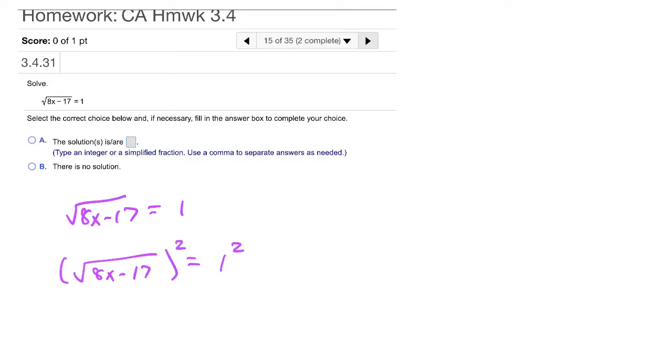I square both sides. And so over on the left-hand side, the square cancels out that square root, so I'm left with just 8x minus 17. 1 squared over on the right just gives me 1. So now I have just a regular equation that I can solve. So 8x minus 17 is equal to 1 at that point.